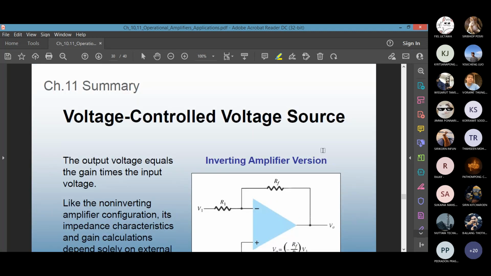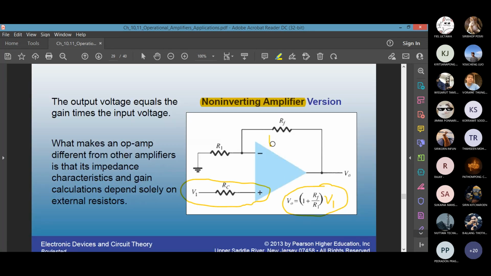If I simplify this equation, what happens? If the resistors are fixed, I can say V out equals K times V1. Can we write it like this? Possible? Yes.